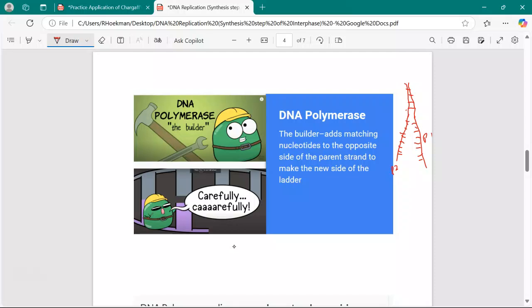Our next thing that we have to do is, we need to build the other side of the ladder. So helicase came and pulled them apart. Now, something called DNA polymerase, again, it's another enzyme. We call it the builder. It's going to come in and it's going to attach new nucleotides. So remember, our nucleotide is made up of a phosphate, a sugar, and a nitrogen base. DNA polymerase is going to take nucleotides and attach them to the parent strands.